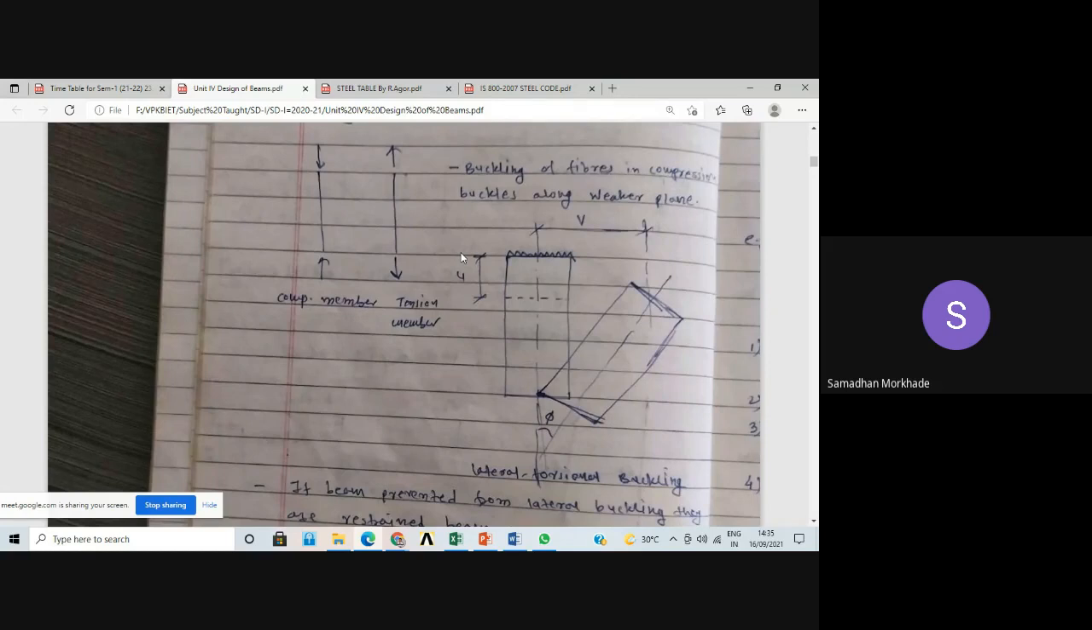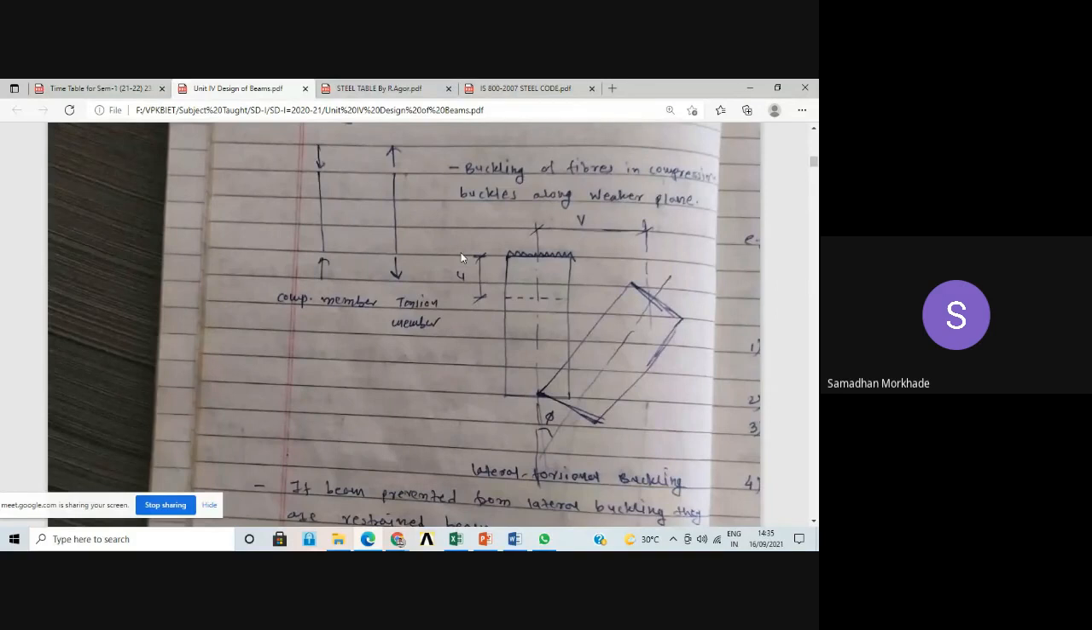For the beams, normally in the case of buildings or bridges, for buildings the normal span may be starting from 3 meter, 4 meter, 5 meter, maybe 6 meter. In bridges, the span of the beam will be more than 10 meter, 15 meter, 20 meter, depending upon the length of the beam.